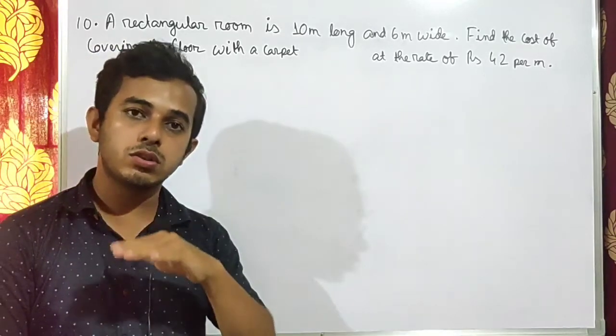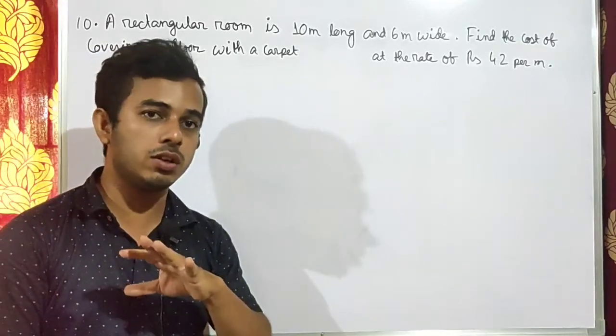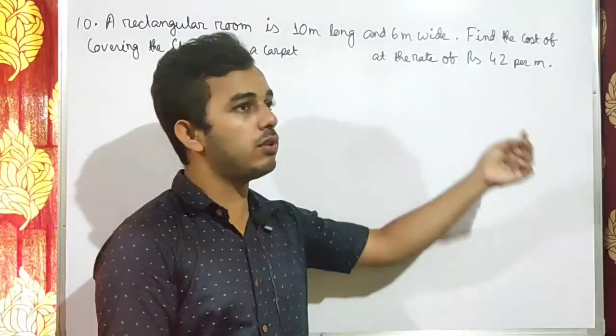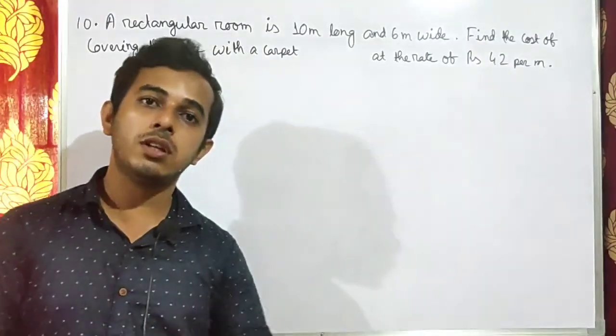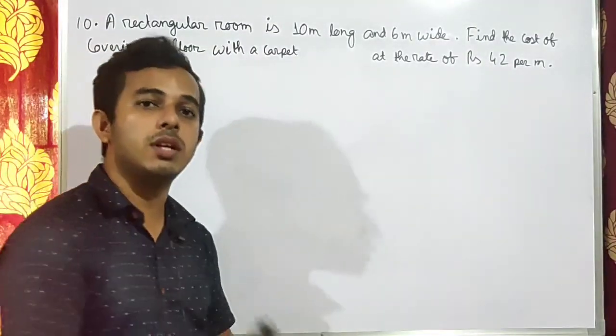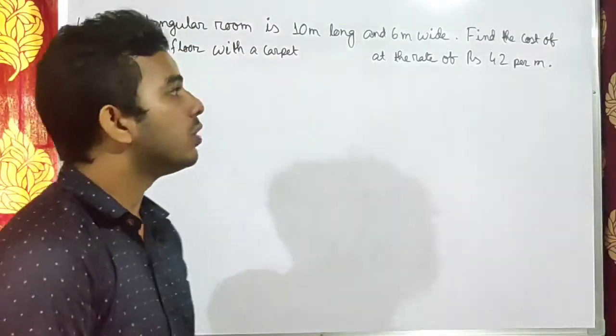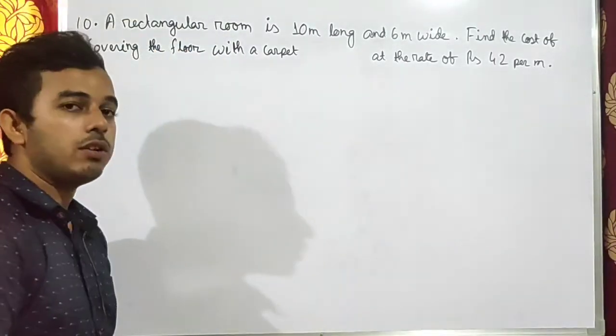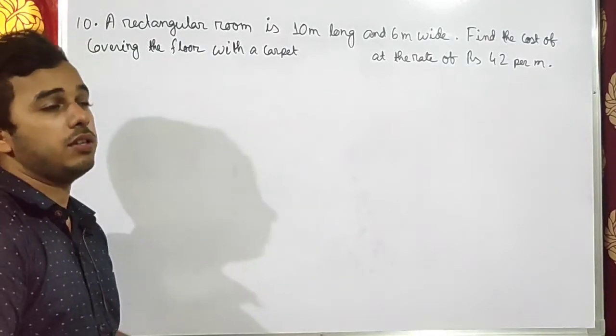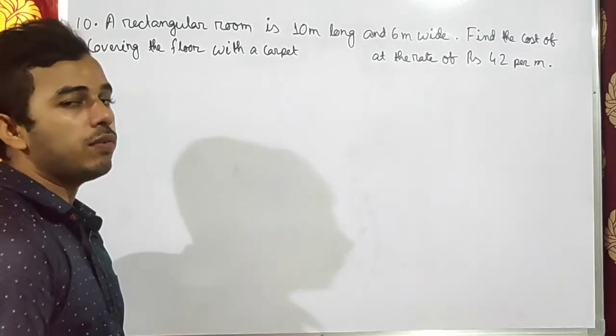For example, the area of the room is 10 meter. Now the cost of 1 meter is given as 42. So what will be the cost of 10 meter? We will just multiply 42 with 10, isn't it? It will be 420. Clear? So now let's first of all find out the area of the room, that is the area of the floor, and then we will find out the cost.